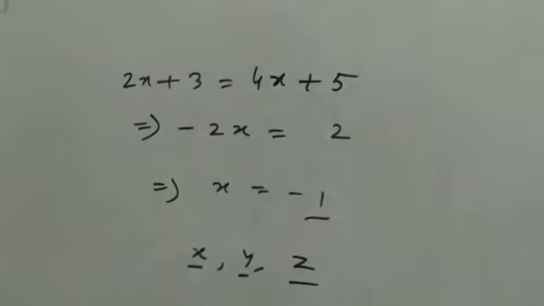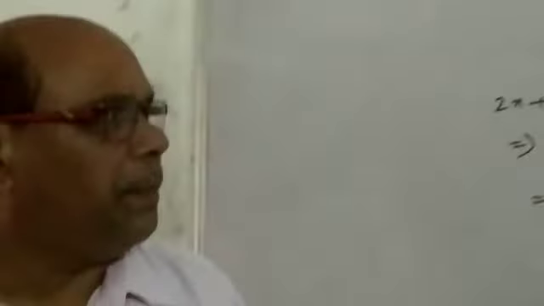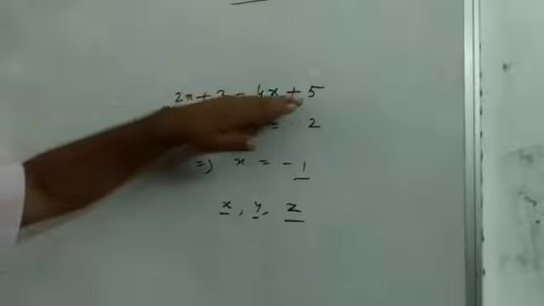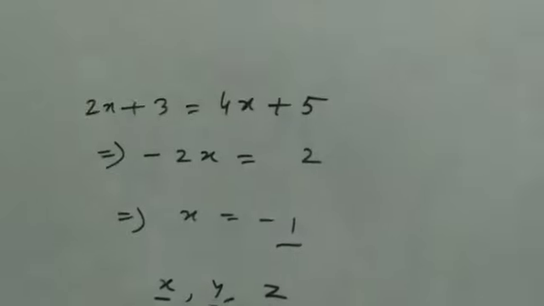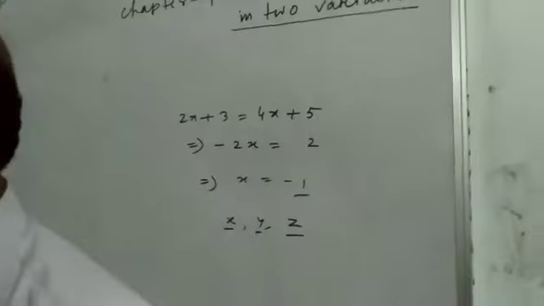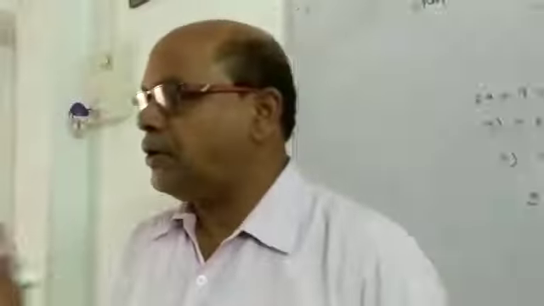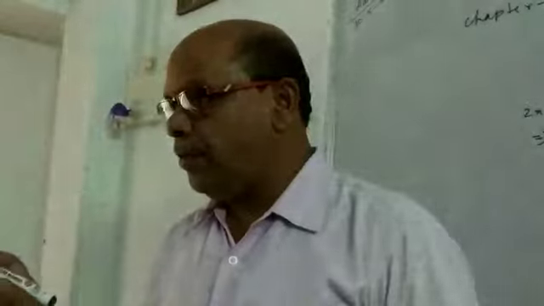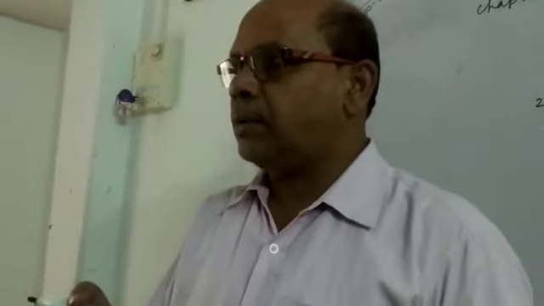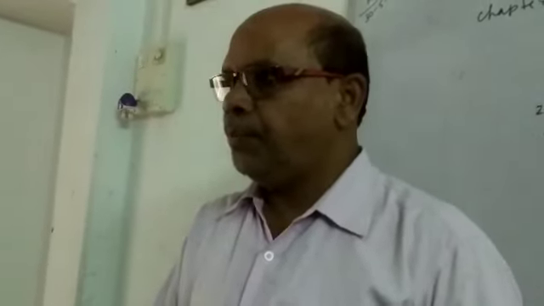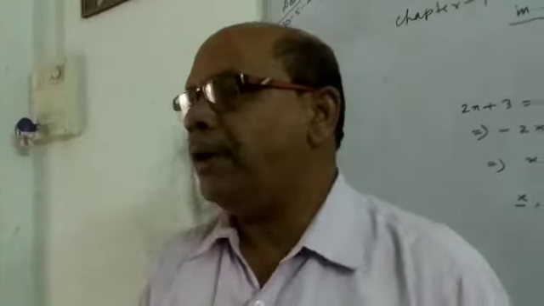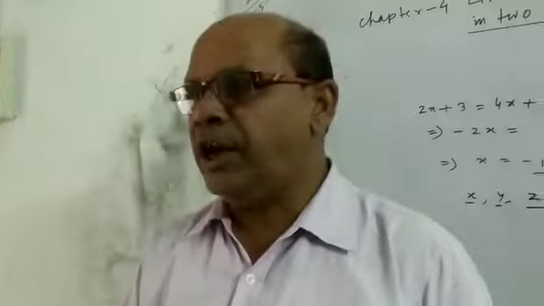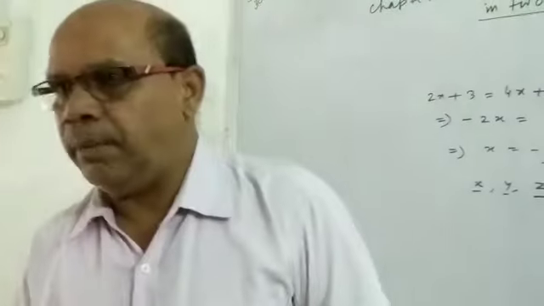Some properties of linear equation: suppose on both sides the terms are there, sometimes the equation may be equal to 0. In an equation we can add the same term on both sides. We can subtract the same term on both sides. We can multiply, and we can divide also, by the same term on both sides. These are some properties of linear equation in one variable.